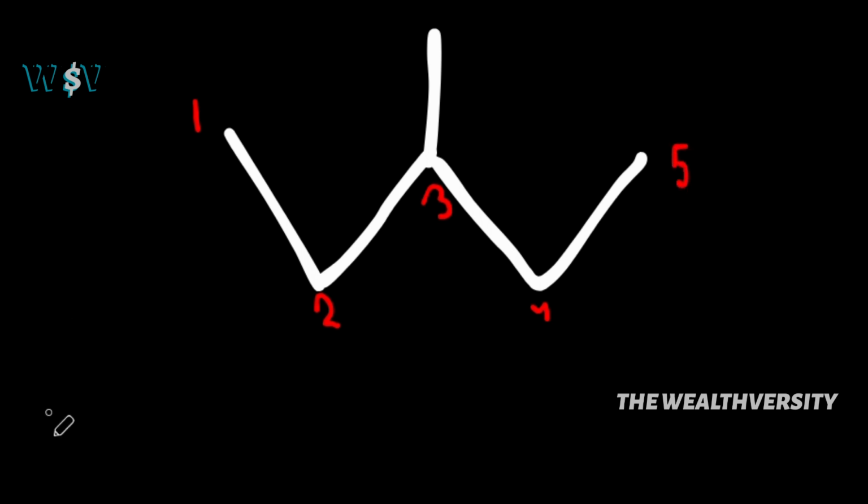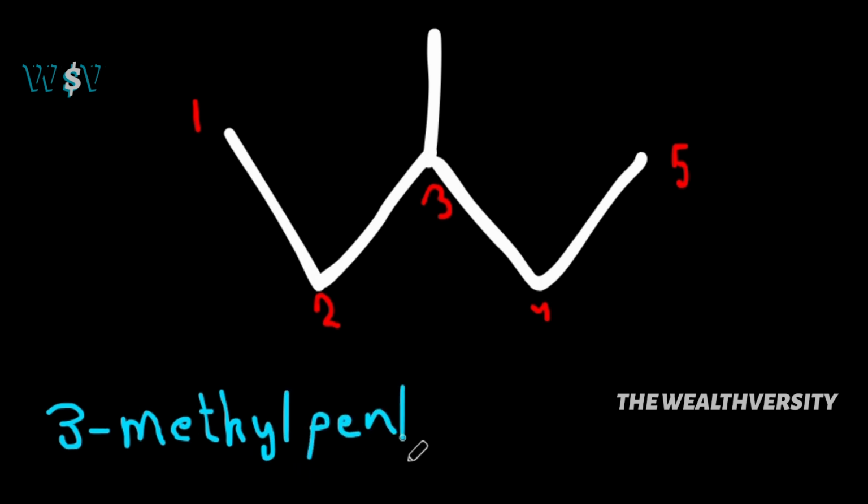To separate a number and a letter, use a hyphen, so we write the number 3, then hyphen, then we write the name of the branch, which is methyl, and lastly, since we only have 1 branch, we write the name of the main chain, which is pentane. So this alkane is called 3-methylpentane.